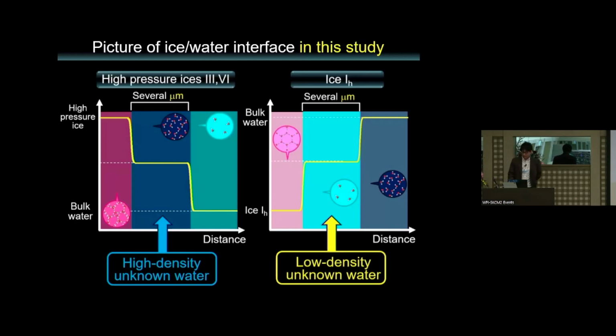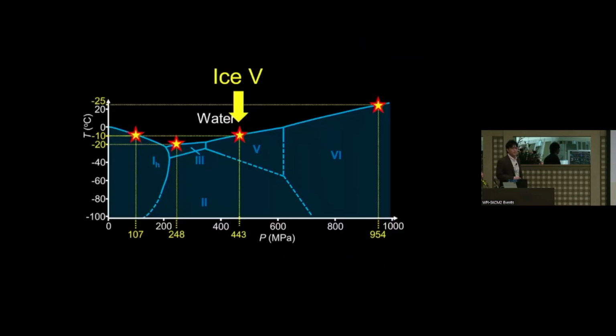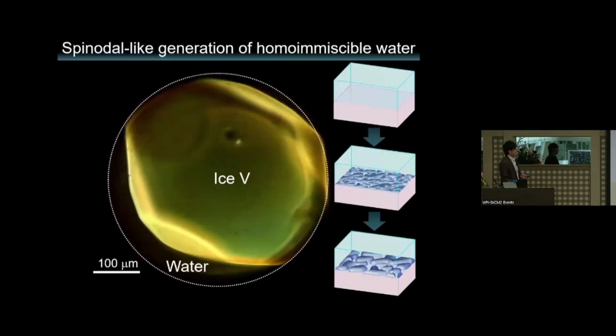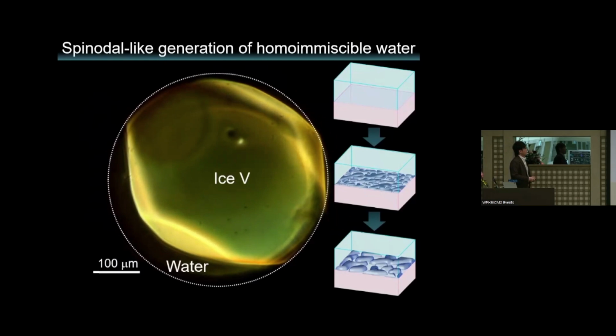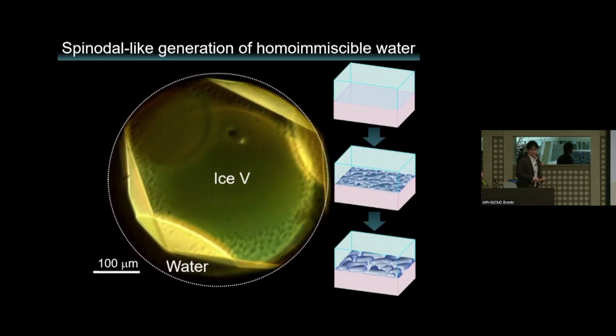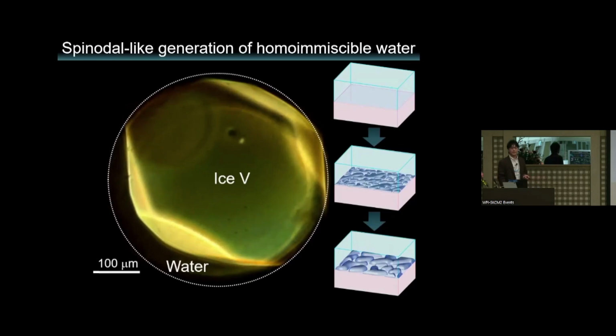Okay, so let me move to the in situ observation for the case of ice-5. In this in situ movie, we rapidly pressurize the ultra-pure water. Maybe you can see the bicontinuous pattern formed at the cutting edge of the crystals. Maybe you can see here a bicontinuous pattern. This bicontinuous pattern formation is very similar to the dynamics of the liquid-liquid phase separation of water.